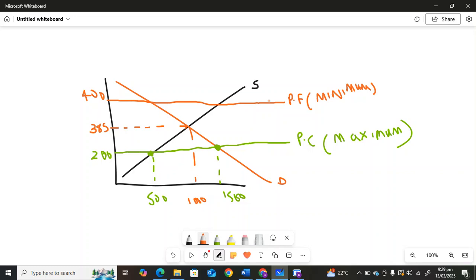So what will happen with the price floor? Quantity supplied here is going to outweigh quantity demanded here, and you have a surplus.